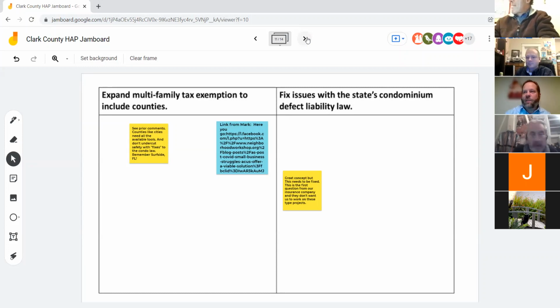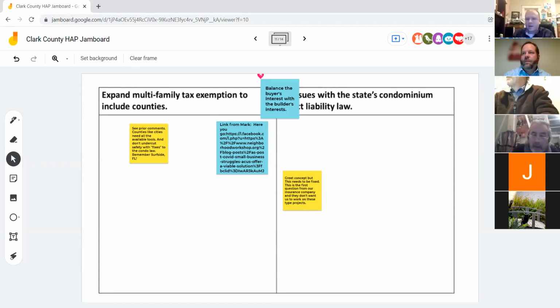I think that's spot on. Glenn? Yeah, I would just add to that. I agree with Peter's statement there. There is a balance there.